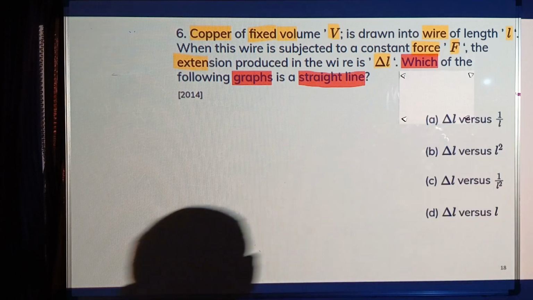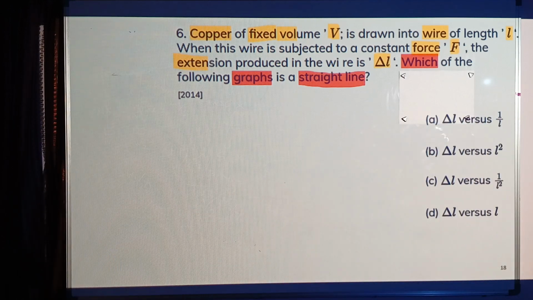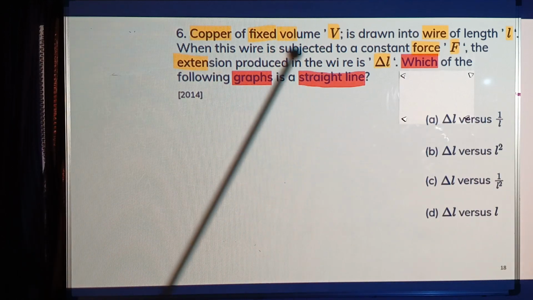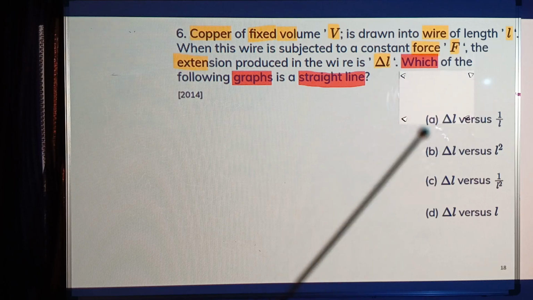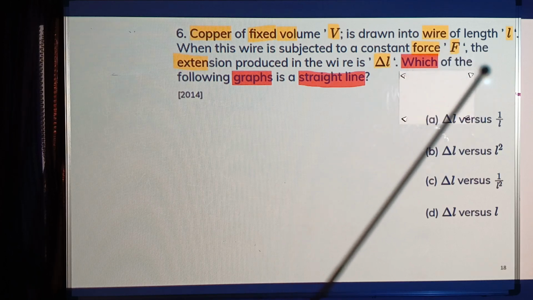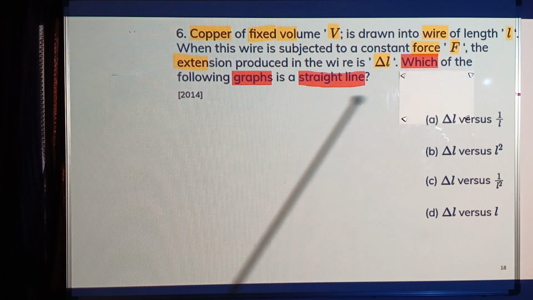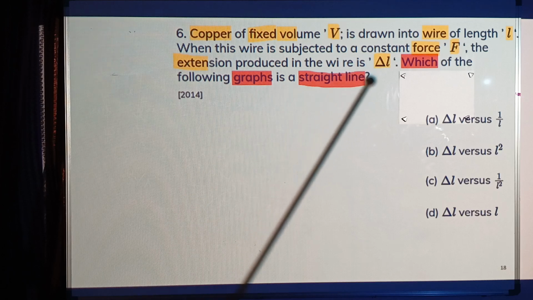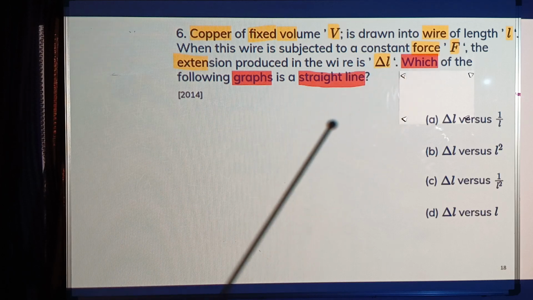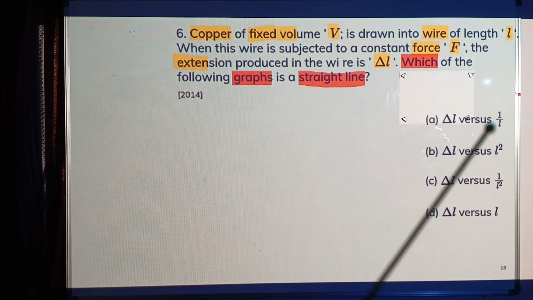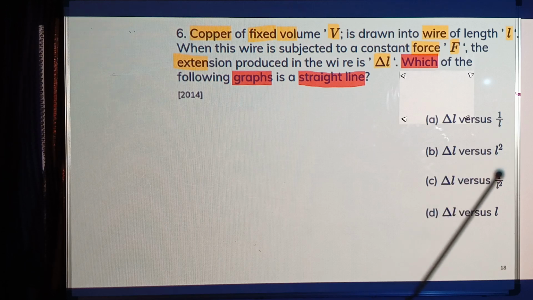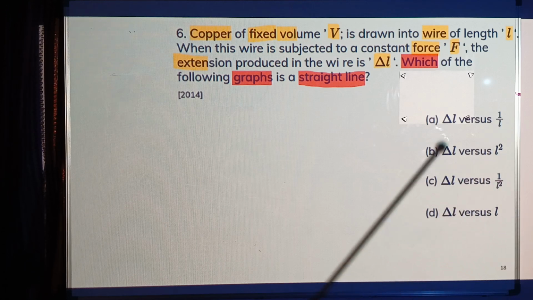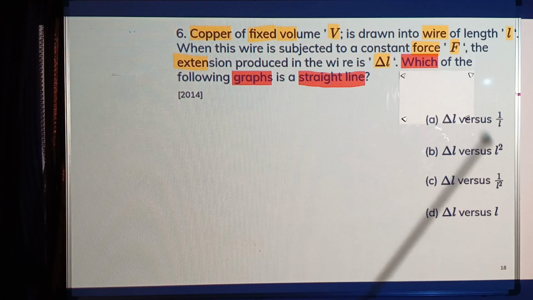Next question. Copper of fixed volume V is drawn into a wire of length L. When the wire is subjected to a constant force F, the extension produced in the wire is delta L. Which of the following graphs is a straight line? Delta L versus 1 by L, delta L versus L square, delta L versus 1 by L square, delta L versus L. So we have to cross delta L with some x-axis, which should be a straight line.